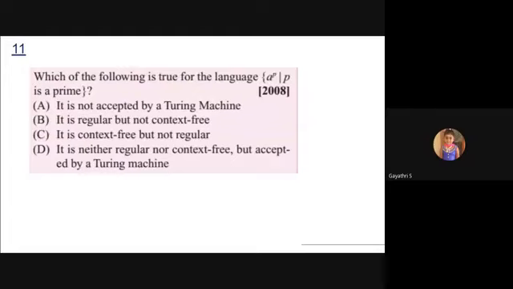Turing machine means all kinds of operations you can perform using a Turing machine, using the infinite tape concept. Okay, so let me check the answer. D is the right one. Is the right one D, Gayatri? Again Gayatri. Okay.